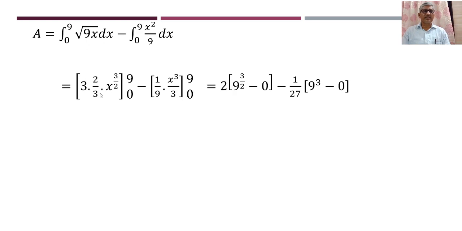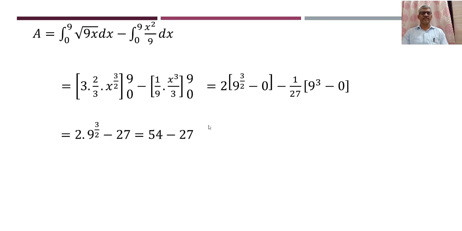Then simplify this. Integrating square root of 9x: square root of 9 is 3, and the integration of square root of x is x raised to 3 by 2 divided by 3 by 2, take its reciprocal, 2 by 3, to the limit 0 to 9. Similarly here, 1 by 9 is common, take it outside the integration, and the integration of x square is x cube divided by 3 to the limit 0 to 9, and find upper limit minus lower limit. This is also similarly put upper limit minus lower limit.